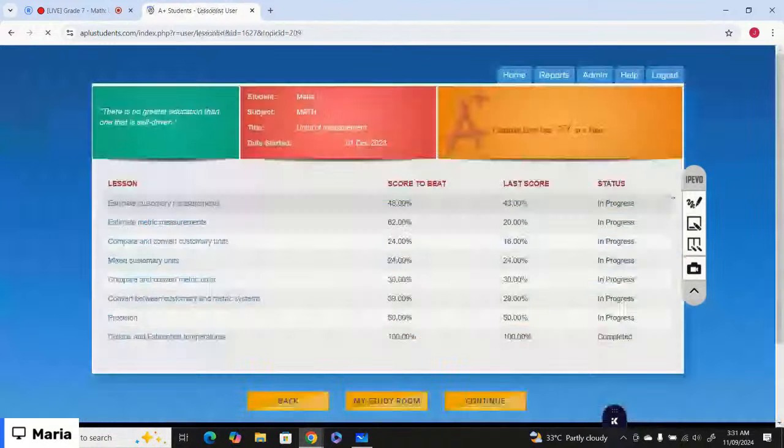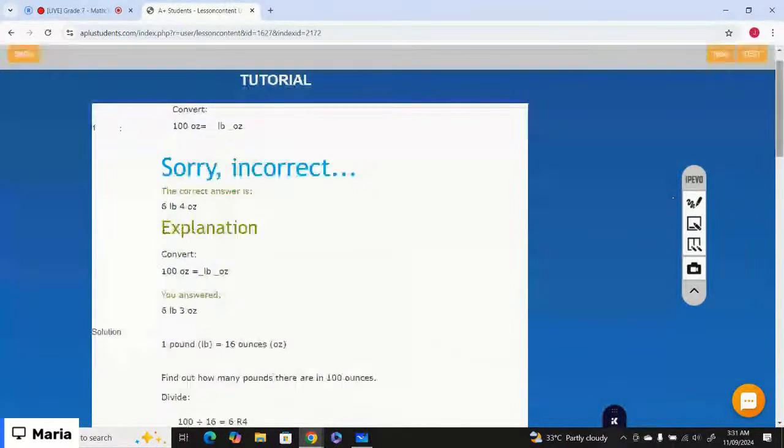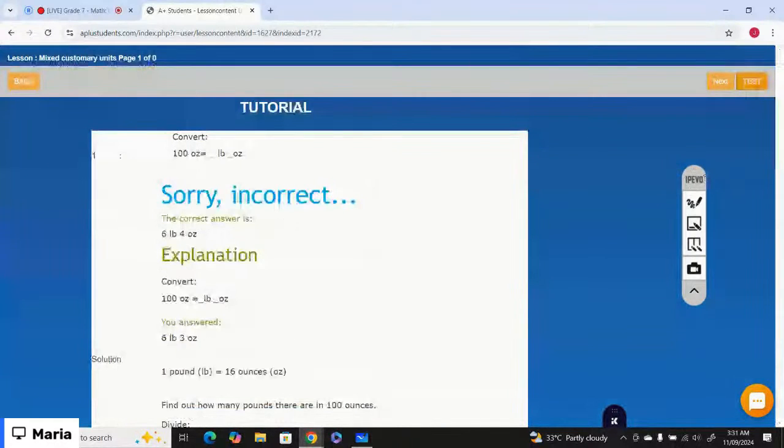The next lesson is mixed customary units. Okay, convert 100 ounces equals how many pounds and ounces? So we know that in 1 pound we have 16 ounces. So divide 100 by 16. When you divide 100 by 16, 16 times 6 is 96. You have 6 and you still have remainder 4. So that would be 6 pounds and 4 ounces. So the correct option is 6 pounds and 4 ounces. Okay, let's just start with the test questions.